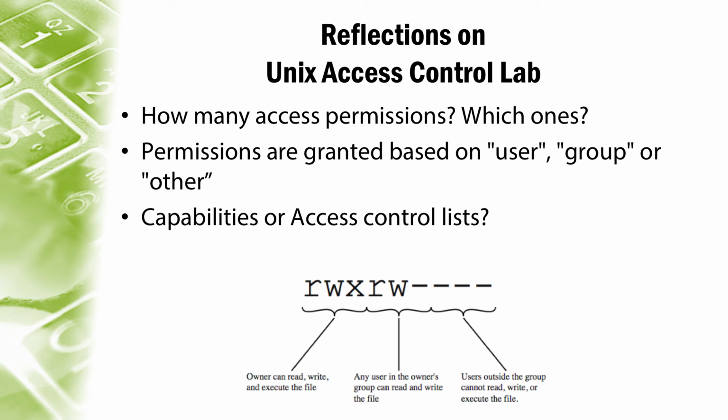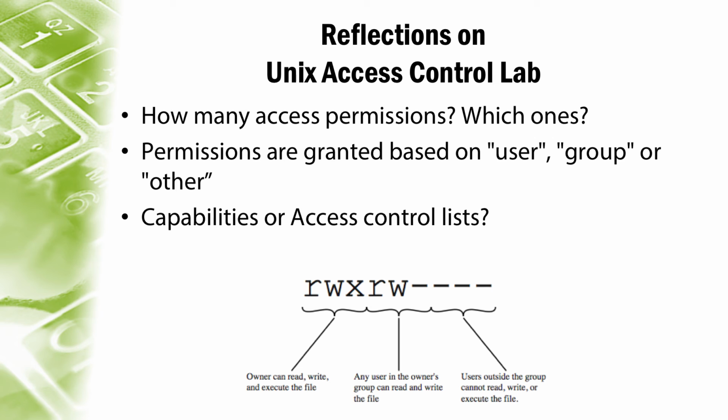Now let's look at the example shown. The first three characters refer to the owner's permissions. In this example, you can see that we have the first characters set to R, W, and X. That means that the owner can read, write, and execute the file.